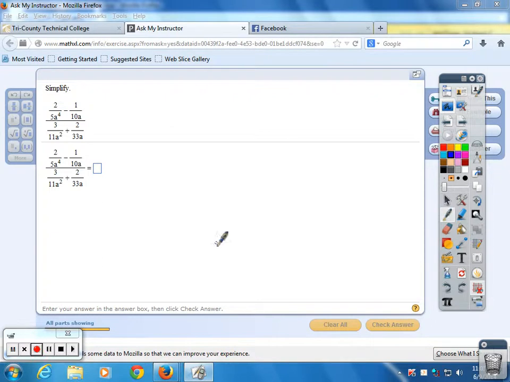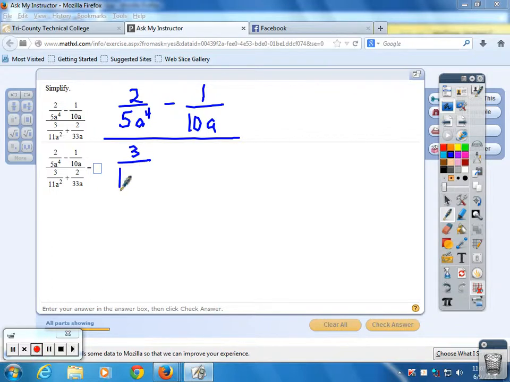So we've got 2 over 5a to the 4th minus 1 over 10a over 3 over 11a squared plus 2 over 33a. Well, before we even start, what is our a? A to the 4th, exactly. So you know that right off. Now you've got to get a common denominator of all 4 of those.